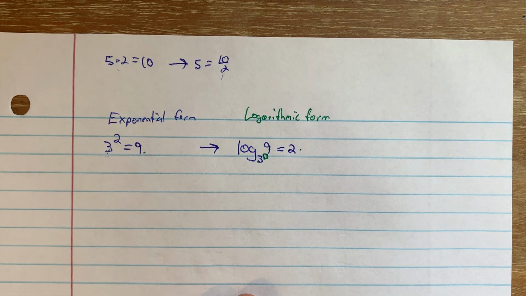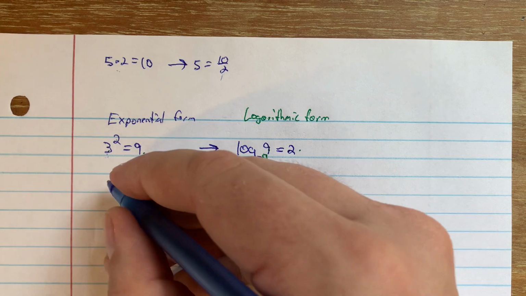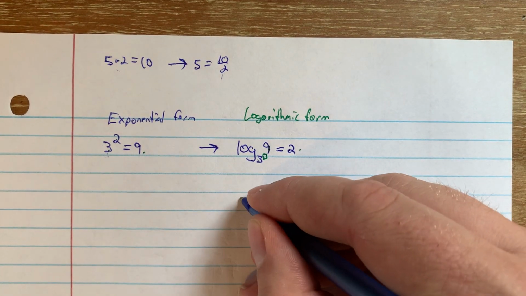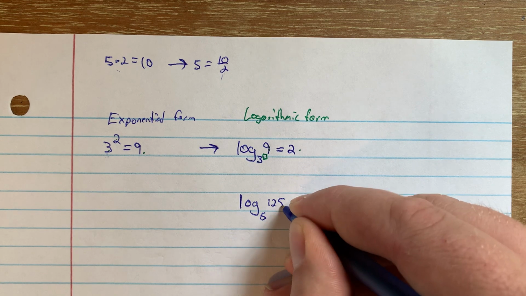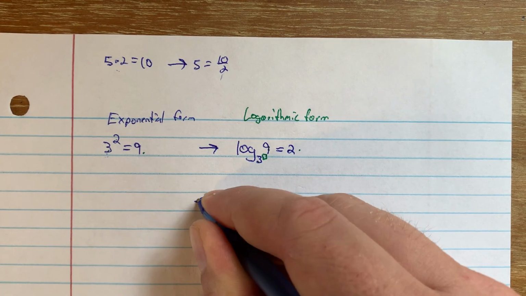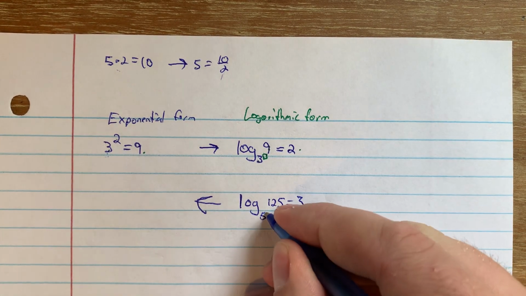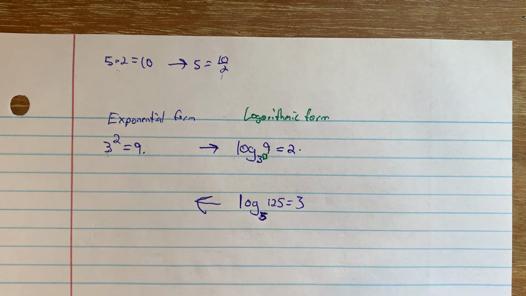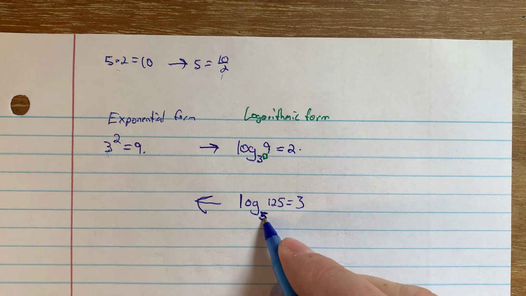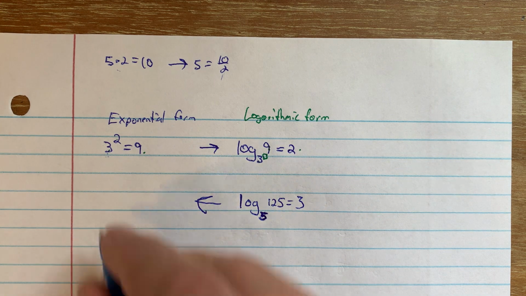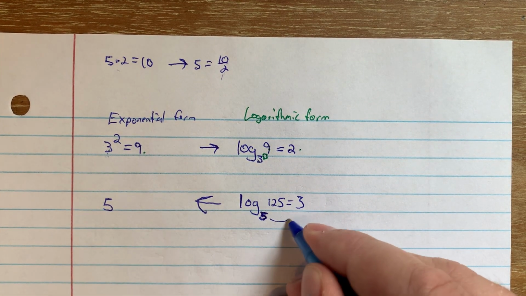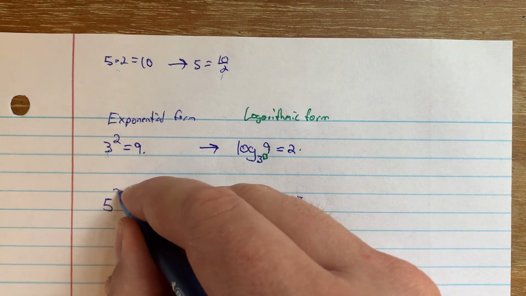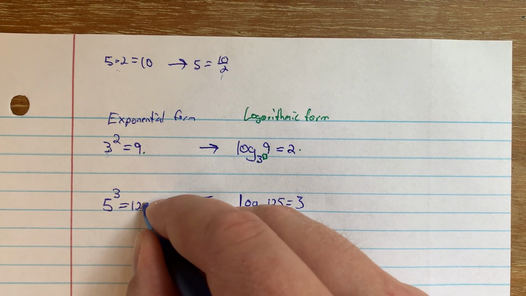And we can go back and forth. So similarly, I could take log base 5 of 125 equals 3 and rewrite it in exponential form. And again, we know how it's going to work. The base of the log is going to be the base of the exponential. So 5 is going to be the base of the exponent, and it's going to be to this power. So 5 to the 3rd power equals 125.